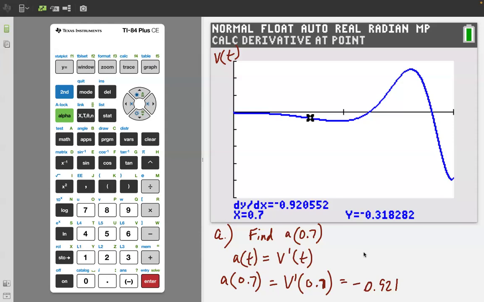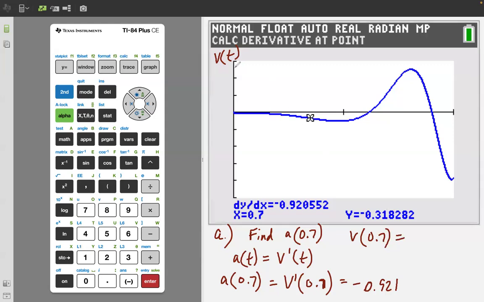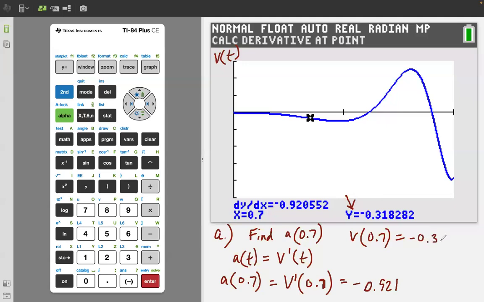So we also have to look at what is the velocity here. So the acceleration at 0.7 is negative 0.921. The velocity at this same timestamp, the velocity at 0.7 is, well, it's just your y value. Since this graph is v of t, it's just the y value, which is right here. So it says the velocity is negative 0.318.